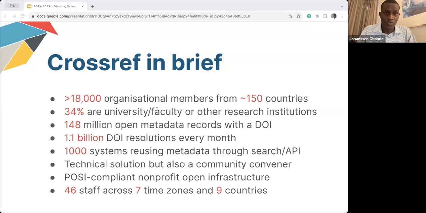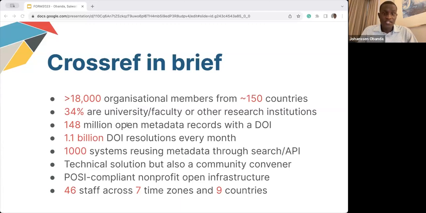And we've moved to focus on member because many of our members do not self-associate as publishers, as publishing is not their primary function. And just like Mohammed's organization, DataCite, we're also a POSI compliant organization, as in Principles of Open Scholarly Infrastructure. And we currently have over 18,000 members from 150 countries.